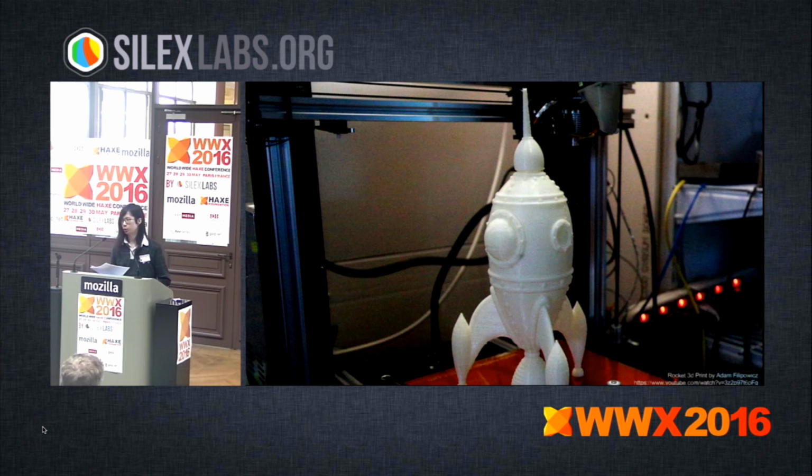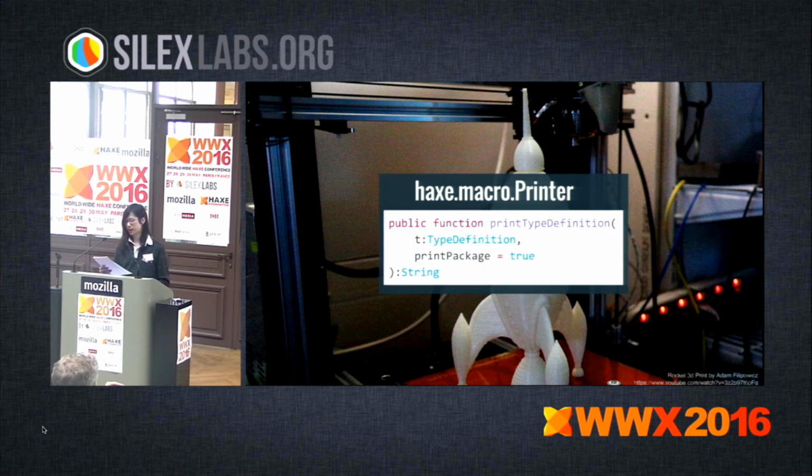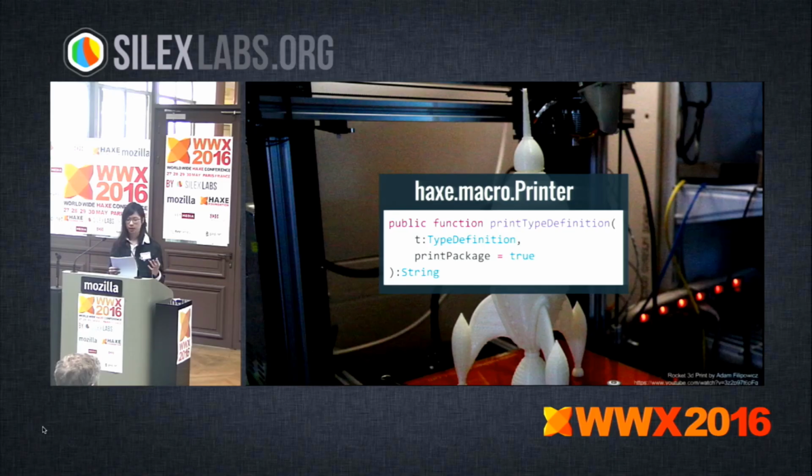One little tool that is very helpful is the Haxe macro Printer class. There is an API named printTypeDefinition. What you give it as input is a TypeDefinition instance, which is kind of a proper AST of the Haxe type. You feed it in, and then it will print it as a string, and then you just dump it to some files, and you're done.